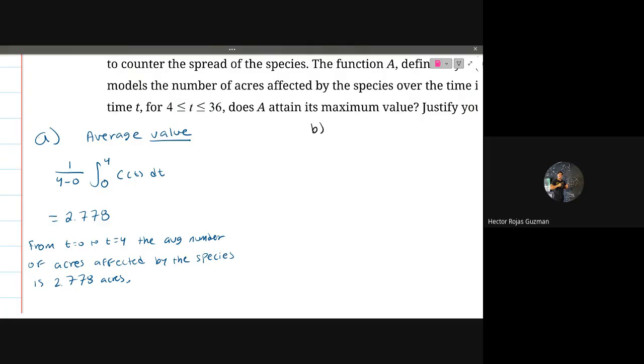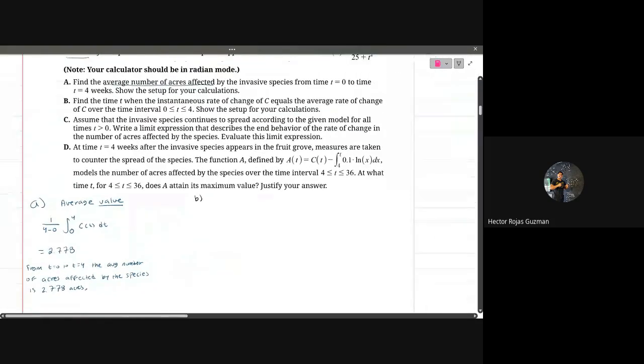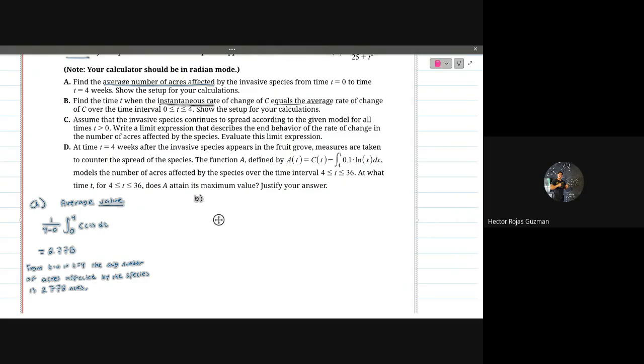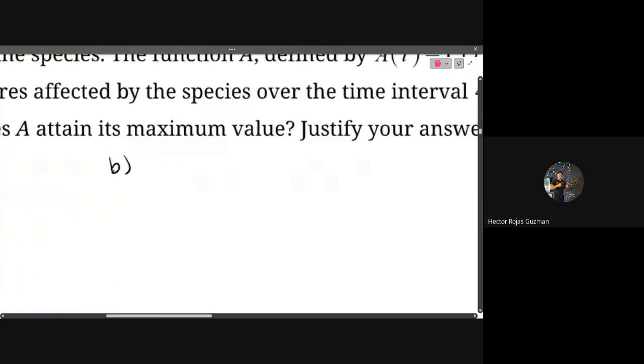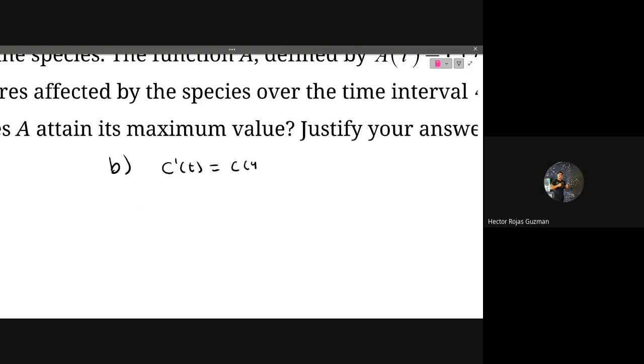Okay, part B. In part B, we need to find a time when the instantaneous rate of change equals the average rate of change. So they're talking about the mean value theorem, whether or not they say it. So here's your setup. When does C prime of t, the instantaneous rate of change, equal the average rate of change from 0 to 4? And set it up, right? Every time you do a problem, set it up before you do anything.